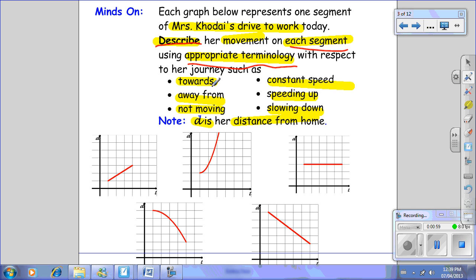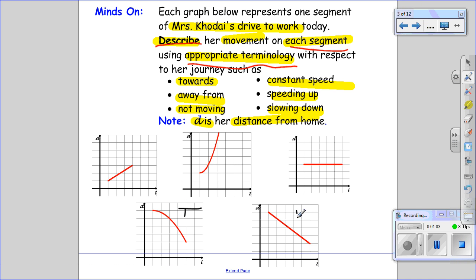Towards would mean the distance is decreasing. So if I look, these two bottom graphs are both towards. Away from would tell me that the distance from home is getting larger. So these ones here, the first one here, the distance is getting bigger as time increases. So that's away from. And the same with this one here. The distance is increasing as time gets larger. Not moving would tell me the distance is the same. The only one where distance stays the same is this one here with the horizontal line.